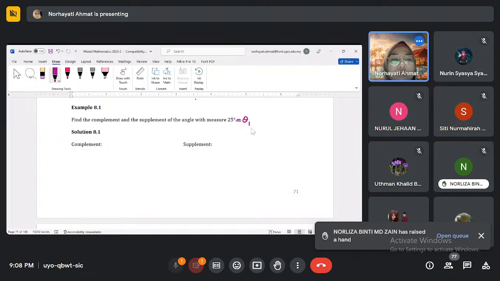Okay, so kita tahu tadi for complement, theta 1 plus theta 2 is equal to 90 degree. We already know theta 1 is 25 degree. So just substitute: 25 degree plus theta 2 equals 90 degree. Solve this equation, we can get the value for the other angle. So 90 minus 25 gives us berapa?